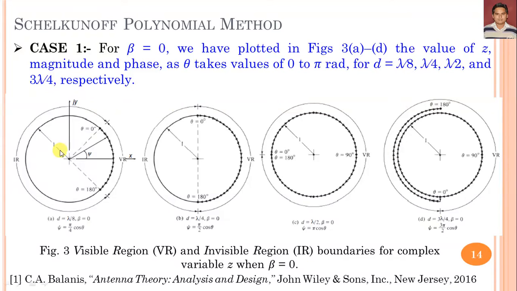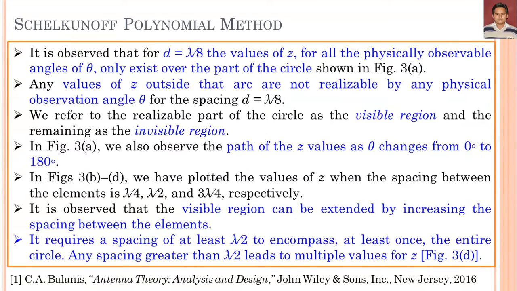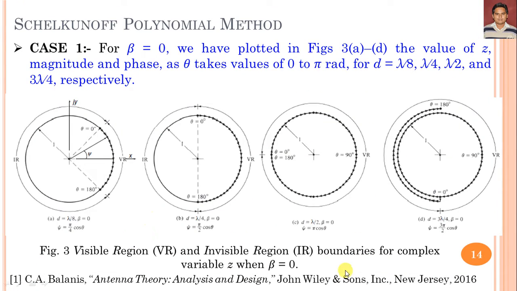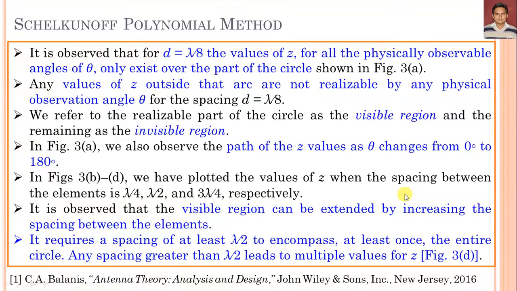So by using these visible and invisible region boundaries for the complex variable z, we can draw the radiation patterns. And in this analysis we have discussed an important observation: the visible region can be extended by increasing the spacing between the elements, as you can see in the case of figure 3d, where we have increased the spacing length d, and then we have extended the visible region additionally.